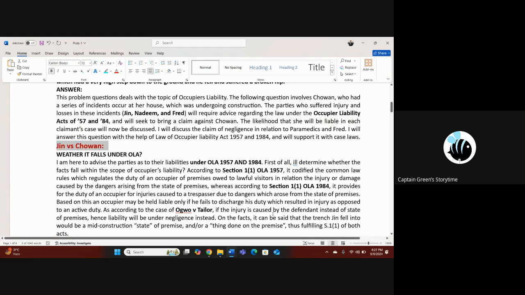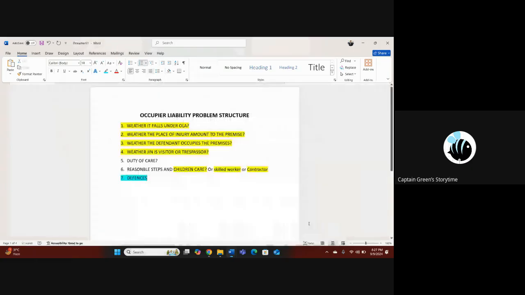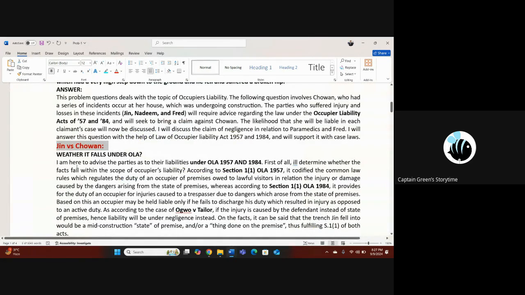The first question, as I stated in the previous lecture, is whether it falls under OLA or not. So let's check whether the facts of the injuries caused to Jin fall under OLA or not. According to this, I am here to advise the parties as to the liabilities under OLA 1957 and 1984. First of all, I will determine whether the facts fall under the scope of occupier's liability or not. This is our first step, okay?